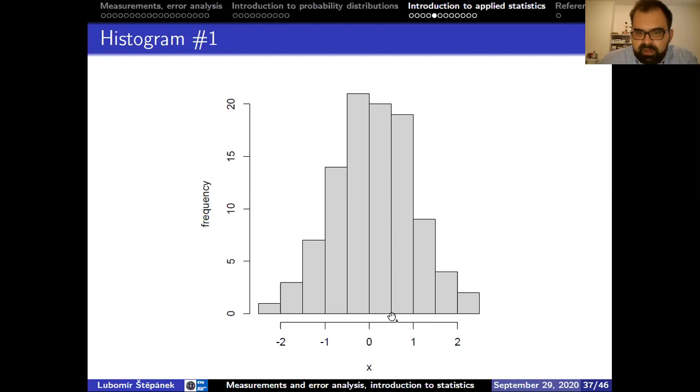So in this column, from 0 to 1/2, there are exactly 20 values, such that the values were in the interval from 0 to 1/2. There were about 7 values in the interval -1 to -1.5. Something like this. And you can read it this way.